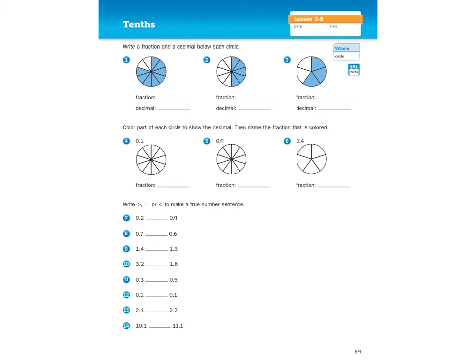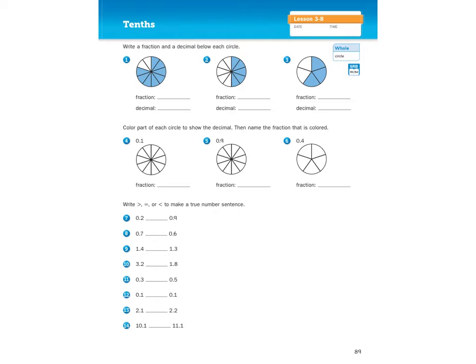I know that was long, but we had a lot to go through, and comparing and ordering fractions is really tricky. So today we're going to do page 89 together in your math journal. So take out those fraction circle pieces and your math journal. Turn to page 89 and we will get started.